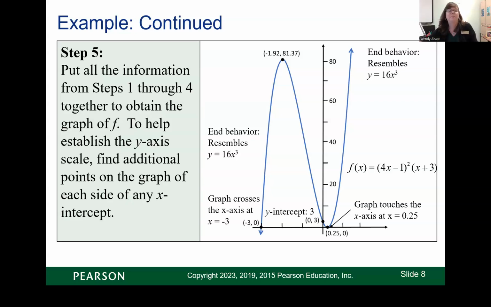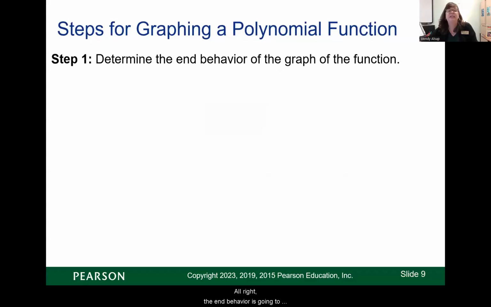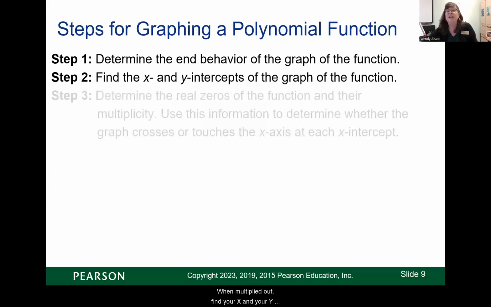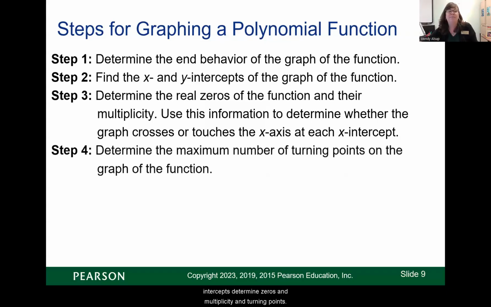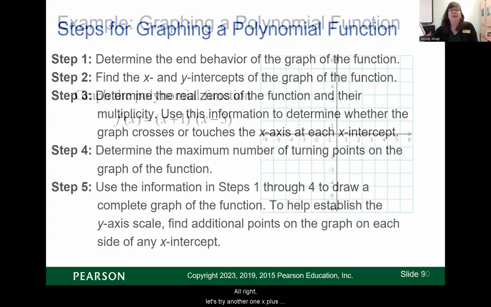Good. All right, the end behavior is going to be that first term when multiplied out. Find your x and your y intercepts. Determine zeros and multiplicity. And turning points. All of these will help you to get the graph by hand. All right, let's try another one.